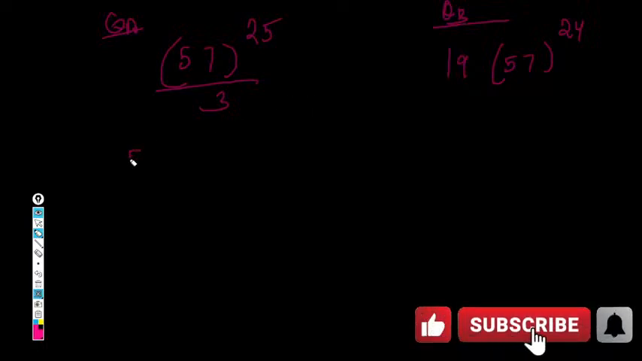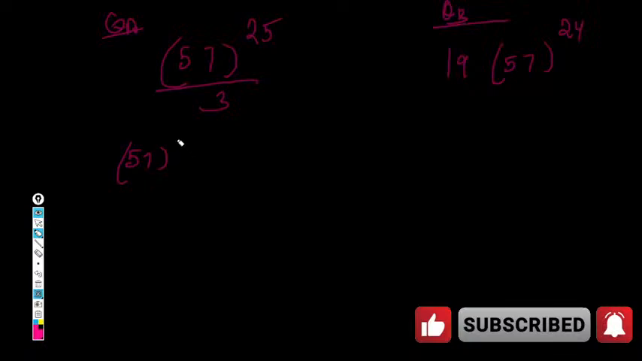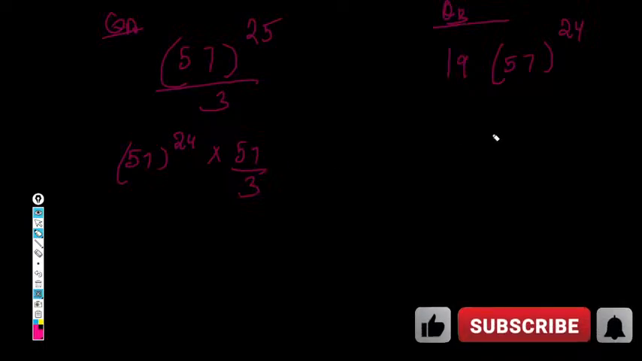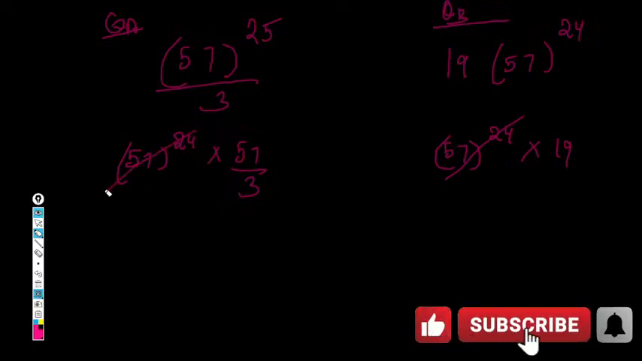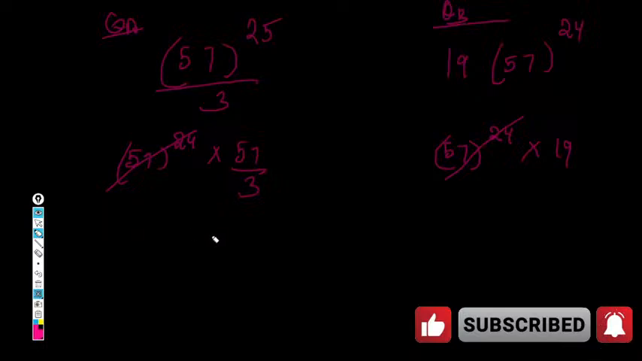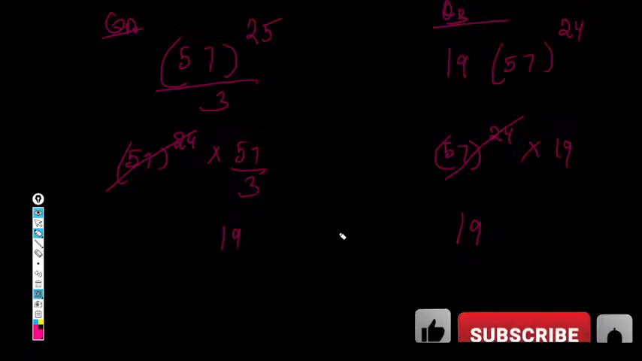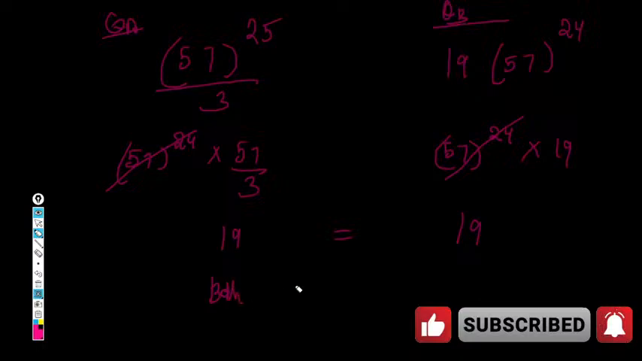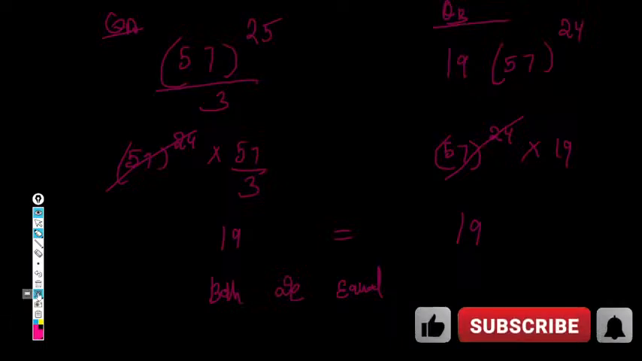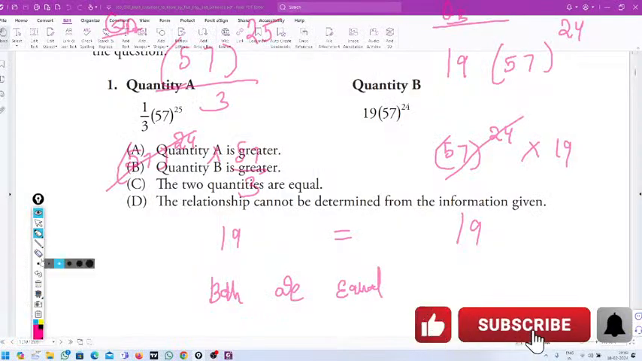So guys, here 57 power 25, I can write this as 57 power 24 into 57 by 3. Here also I can write 57 power 24 into 19, and this is a positive number, so straight away I can cancel it in both. Now if I look at 57 by 3, that is 19. Left side also 19, right side also 19. So both quantities are equal. So the answer is both are equal here.